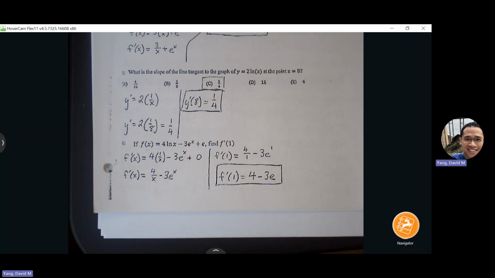So my f prime is 4 times 1 over x. We know e to the x is just going to stay e to the x, so that 3 hangs out in front. You know e is just a constant. That constant goes to 0. So we clean up f prime, plug 1 into f prime. I get 4 minus 3e.